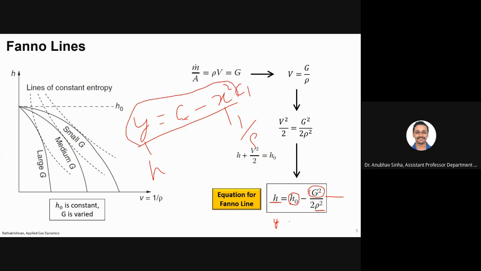Okay, now since h naught is constant, how do I get h naught in this equation? If I want h to be equal to h naught, I will say that this quantity becomes 0. Let me clear this once. Okay, so this is what we want to plot here.